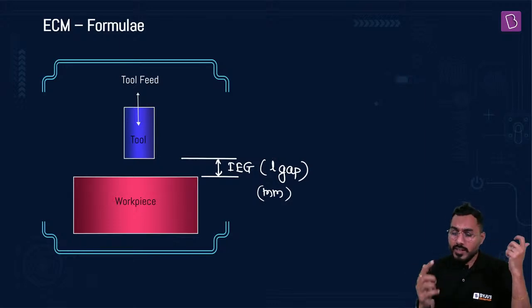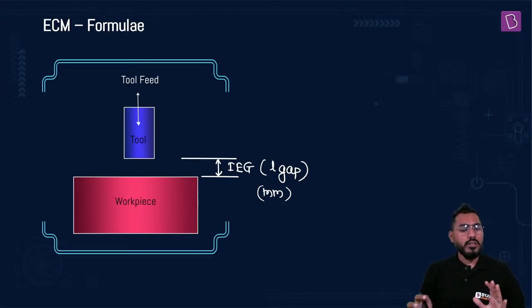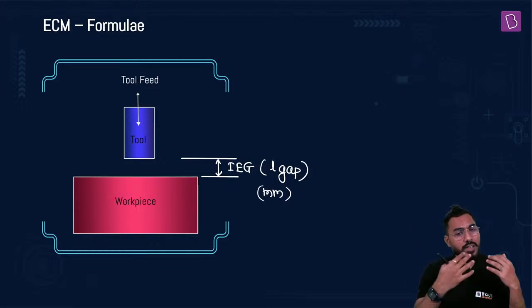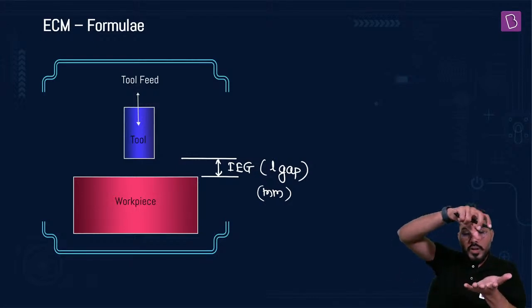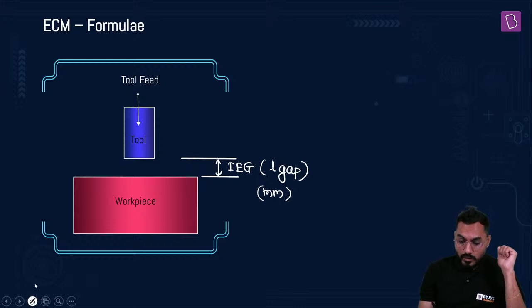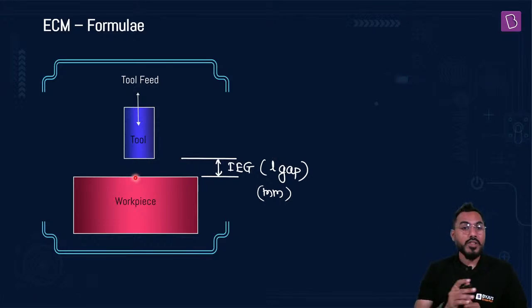When the potential is applied, assume that this entire mechanism is immersed in a conducting electrolytic solution. The mechanism and the chemical reactions that we discussed will keep on happening as they are. Now can I say that as the tool and the workpiece are kept at a certain distance, whenever the potential is created, the tool will start creating electromotive force onto the surface of the workpiece.